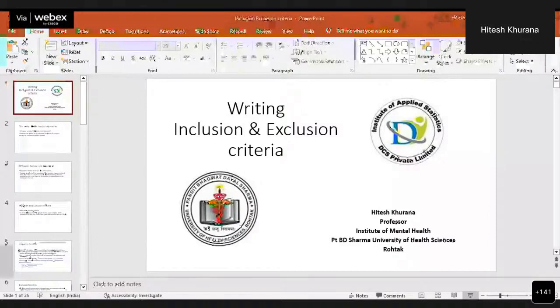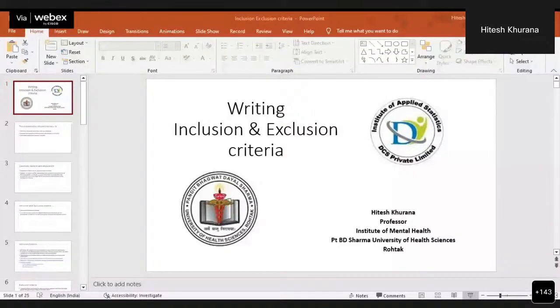But for that, the sample has to be very precise. It has to be representative of the population. Otherwise, we'll definitely have difficulties. And how do we select this sample? This sample is selected on the basis of the inclusion and the exclusion criteria which we lay down for the study. For each and every study, these criteria are unique, depending upon its need and its aims and objectives.